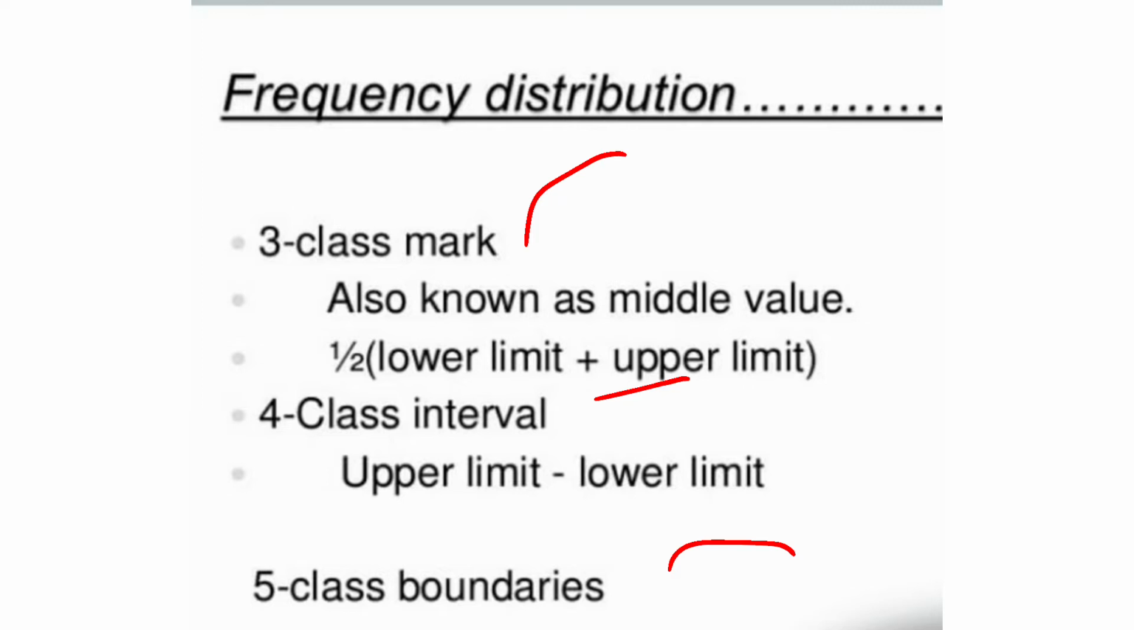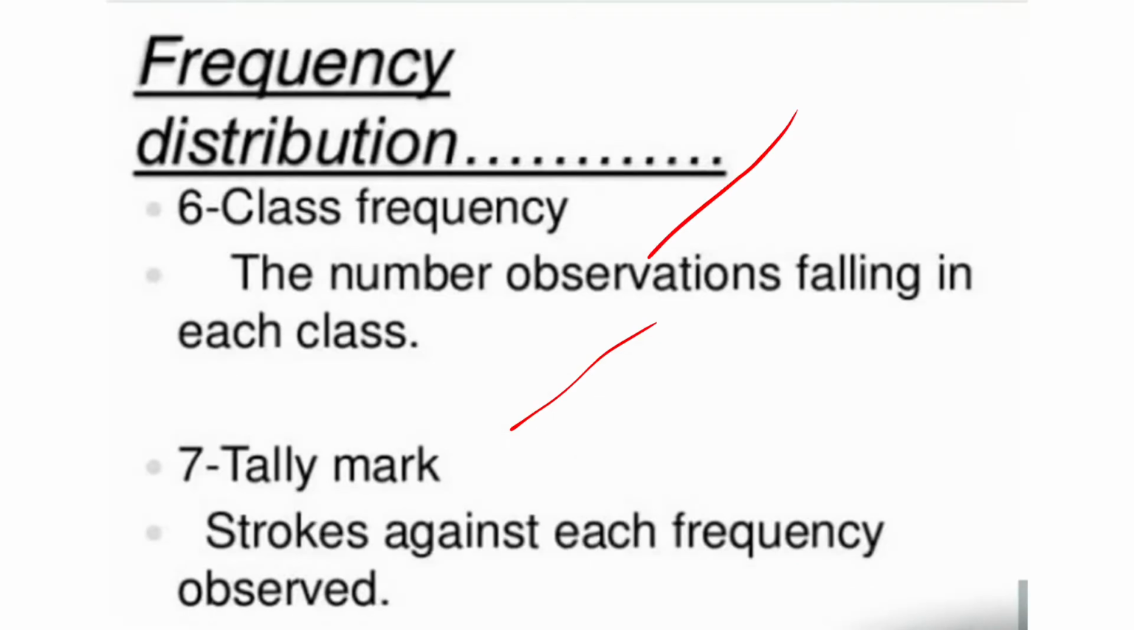Next is class boundaries. So class boundaries are nothing but from where to where the class is starting. For example, if you are framing a class interval from 0 to 100, 0 to 10, 10 to 20, 20 to 30, 30 to 40, 40 to 50, 50 to 60, 60 to 70, 70 to 80, 80 to 90, 90 to 100. So your boundaries lie between 0 to 100. So that is your class boundaries.